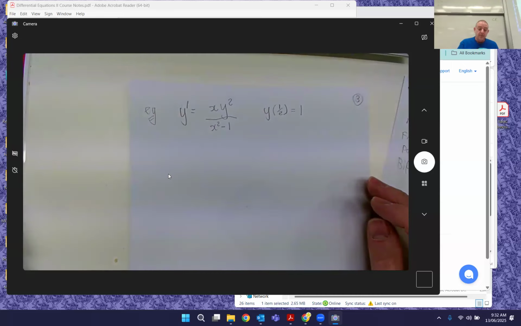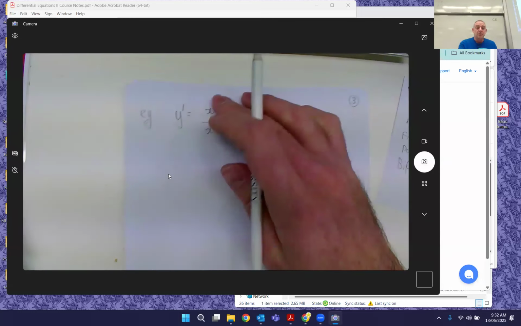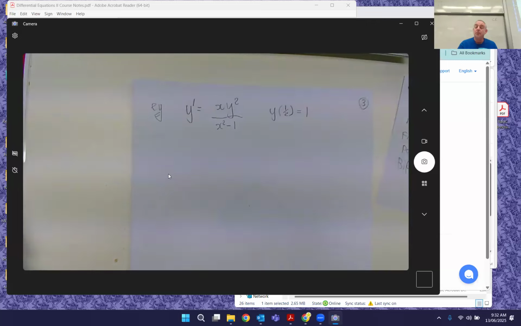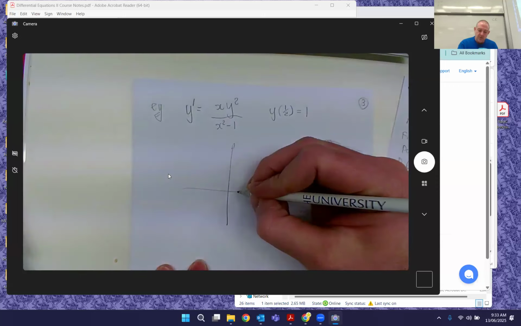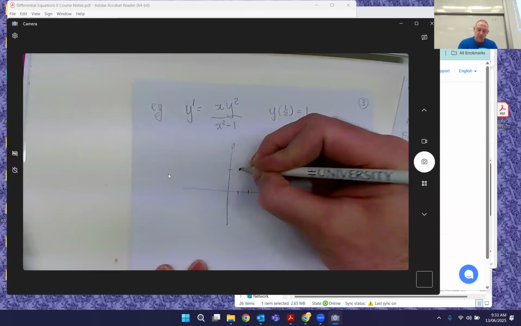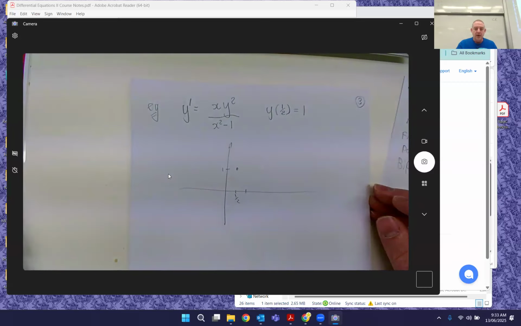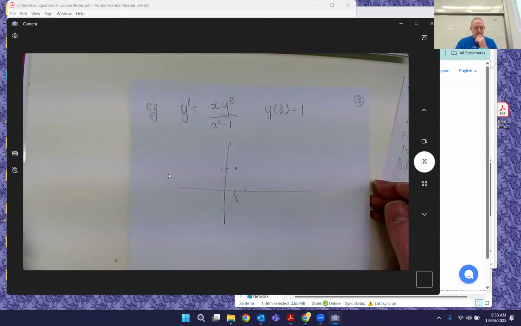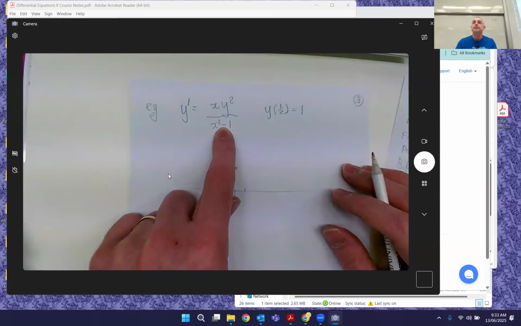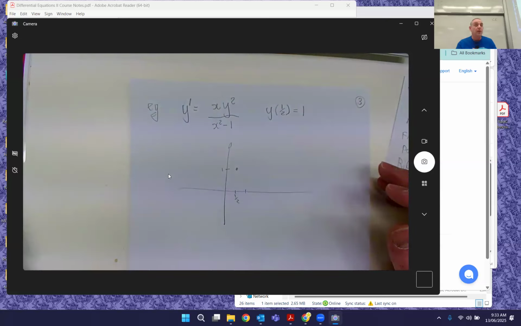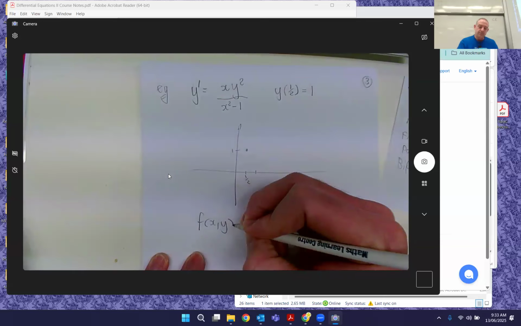So, okay. The theorem says that I need a rectangle where this function is continuous and bounded. And so I'm just going to draw an x, y, and here we have the point half, 1. Okay. And then I know that y dashed is undefined when x is plus or minus 1. That's the first thing I'm going to think of. So I know that I'm going to give this function a name.